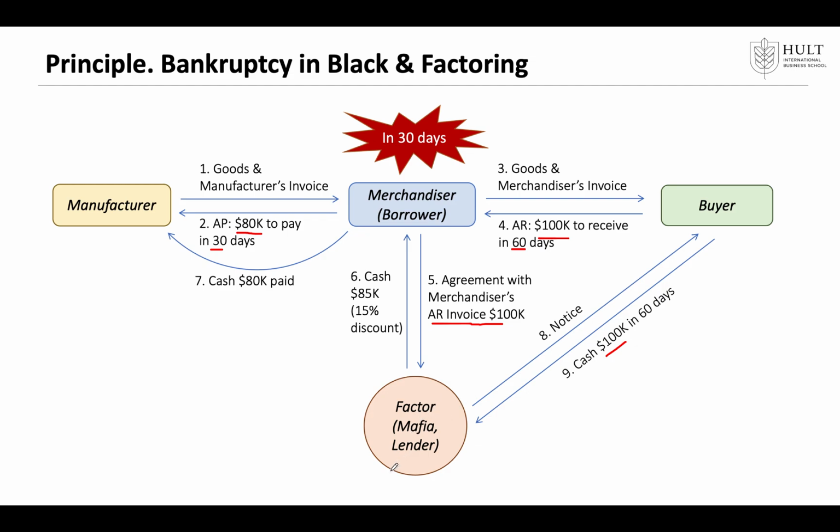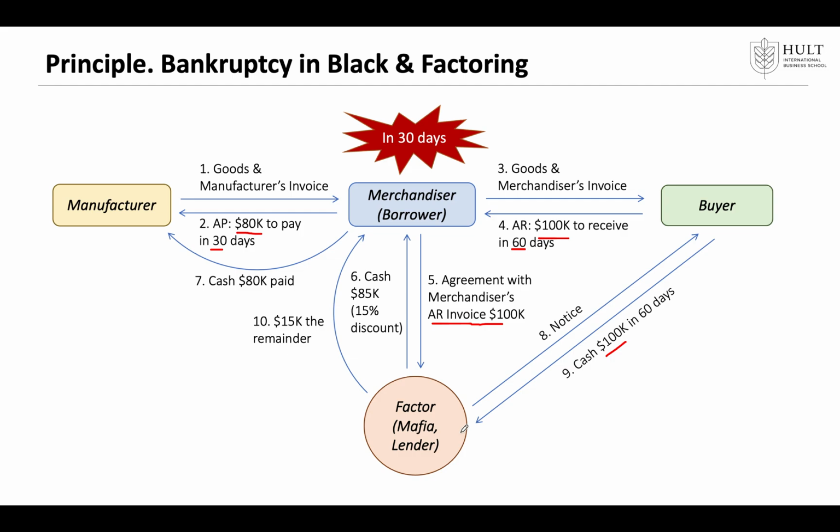Okay. Now the last step is this. The remainder, the rest amount of $15,000, should now be paid to this merchandiser, because $85,000 was the cash borrowing, and the rest is $15,000 out of 100K. But what's the benefit for the factors?